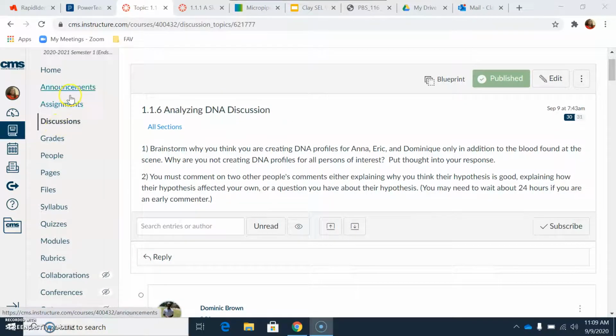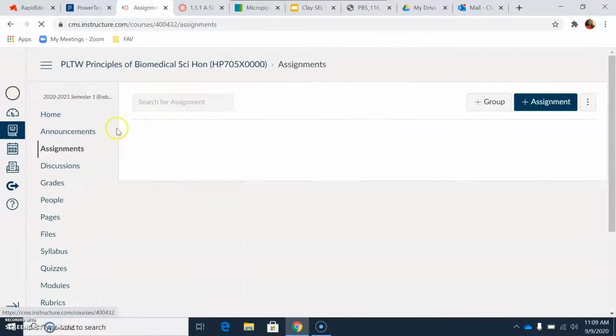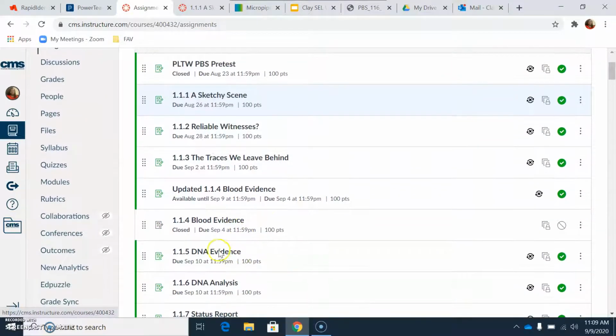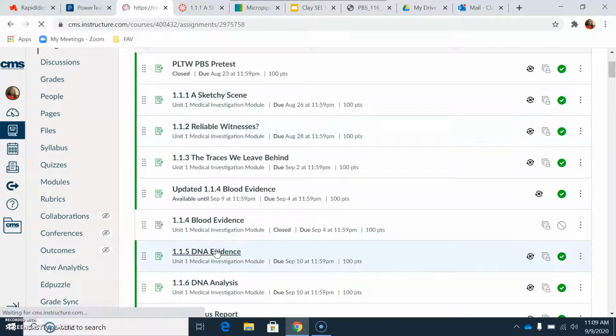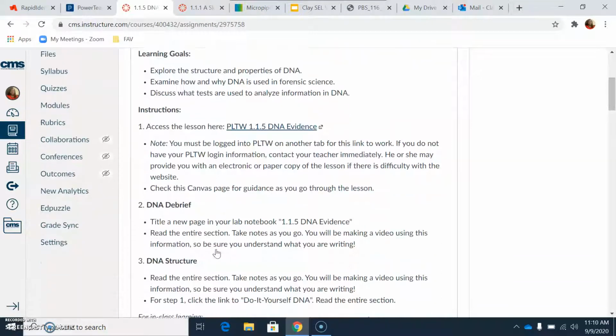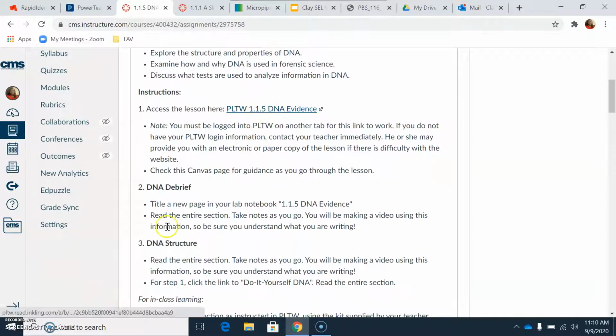I did review a little bit about 1.1.5 and just the information that you needed to make sure you had in that section. So again, you can always just go back to assignments. And we're talking about 1.1.5, which was the DNA evidence. So remember, we found DNA evidence within the blood from yesterday. So again, we were working on this.